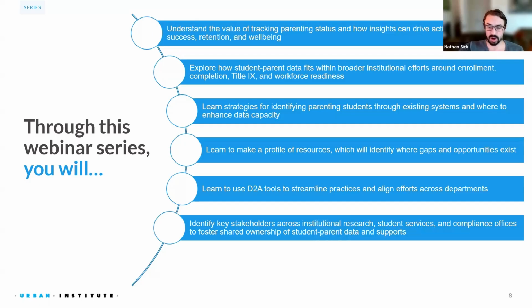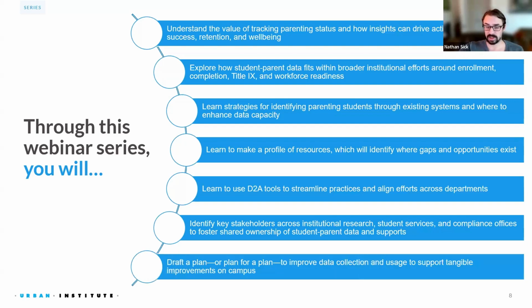Identify key stakeholders across institutional research, student services, and compliance offices to foster shared ownership of student parent data and supports. That's really also about breaking down silos. And then draft a plan, or really a plan for a plan, given that this is just a three-part webinar series, to improve data collection and usage to support tangible improvements on campus for student parents.